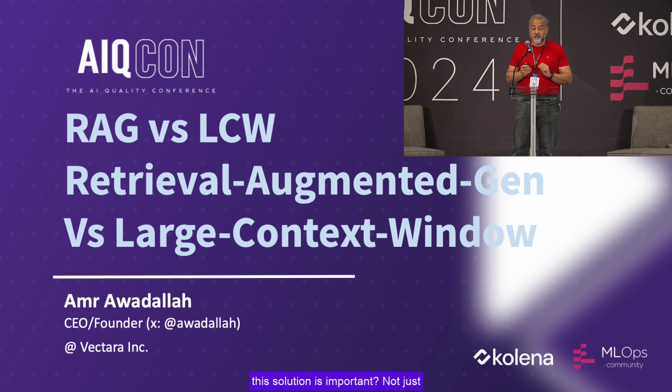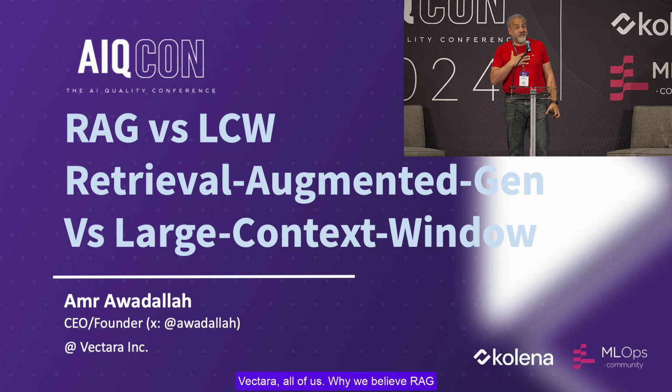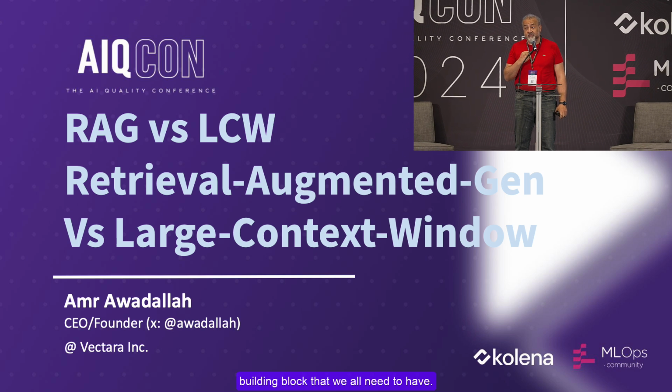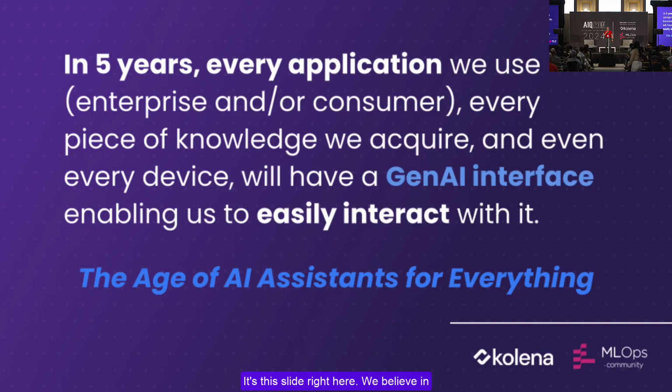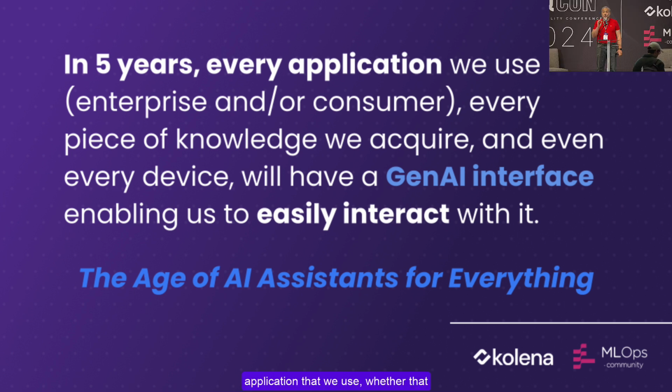And why do we believe this solution is important? Not just Vectara, all of us. Why we believe RAG is a very, very essential key building block that we all need to have. It's this slide right here. We believe in 5 years, every single application that we use, whether that be an enterprise app or a consumer app, every single device that we use will need a RAG system under it in the same way that we need databases under them today. They're still going to need databases, that's not going to go away, but they also are going to need RAG systems to imbue them with intelligence.